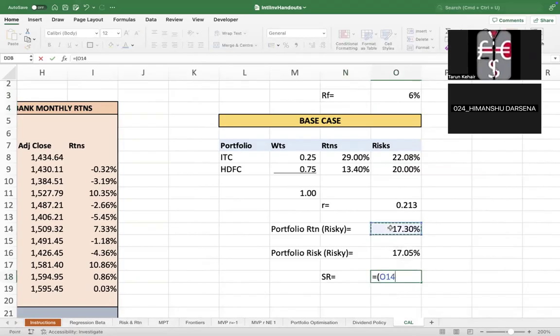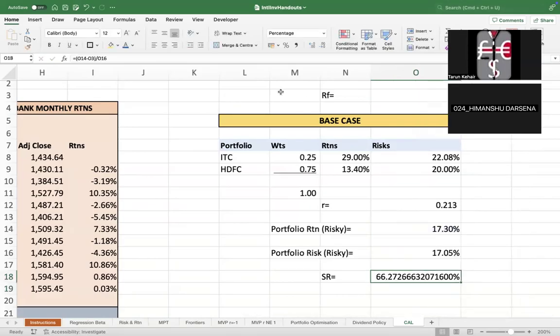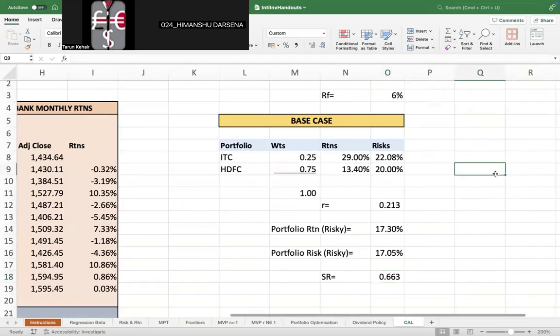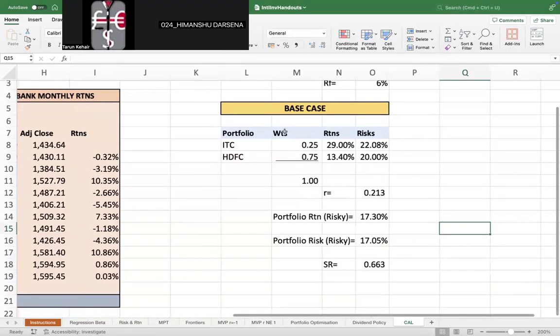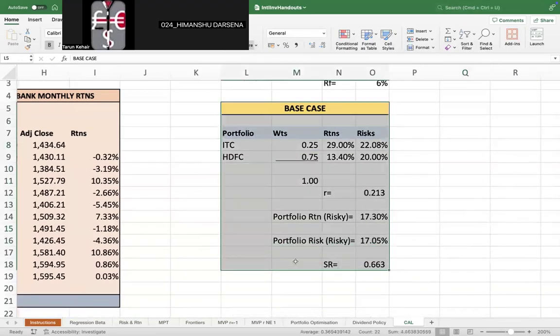RP, return of the portfolio, minus risk-free rate divided by standard deviation of the portfolio, which comes to currently 0.663. Currently, it is 0.663. Everybody agreed? So now I am going to create an optimal portfolio here.